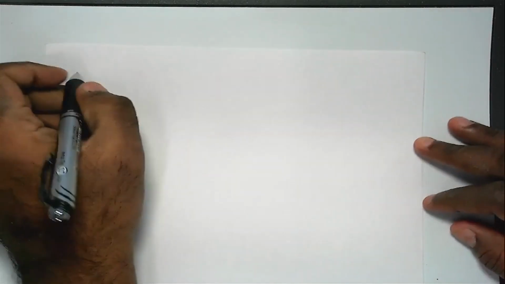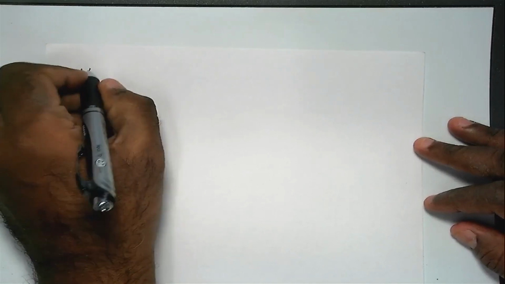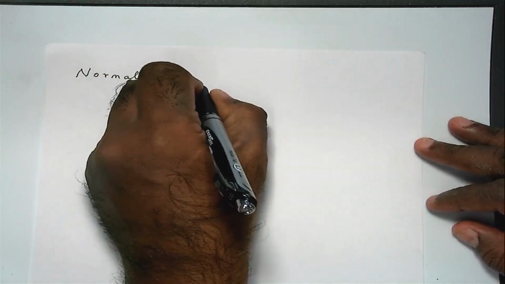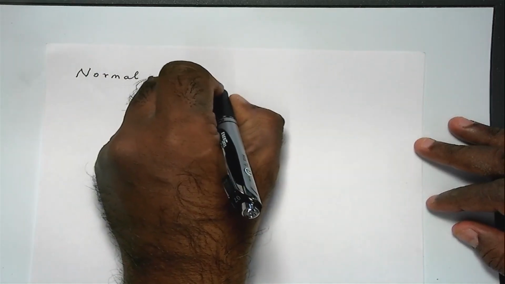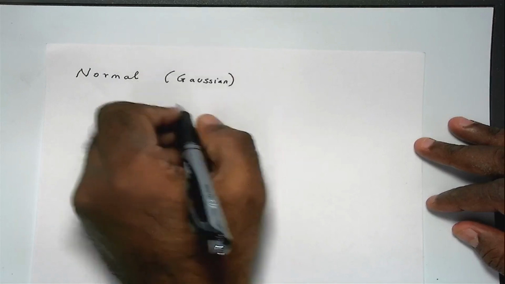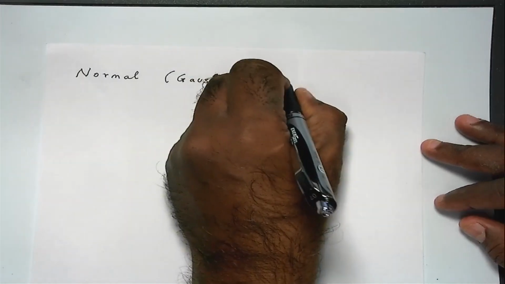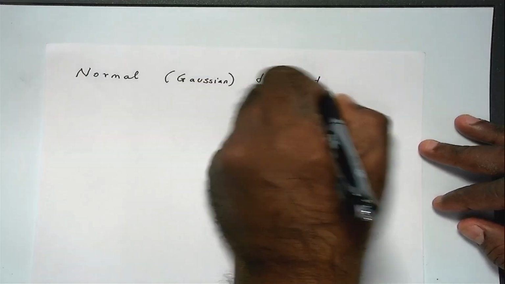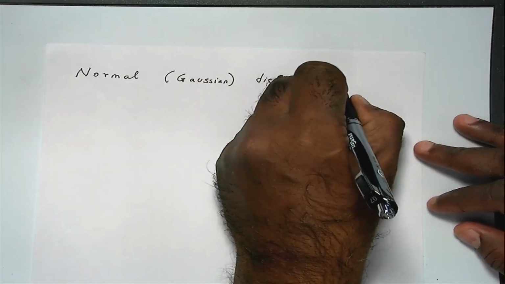Right, in this video I will talk about the normal distribution, which is also known as the Gaussian distribution. Gauss is a German mathematician after whom it is named.